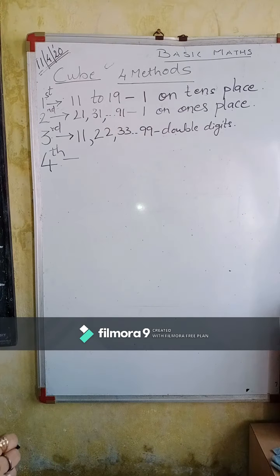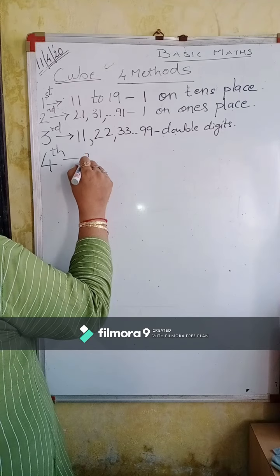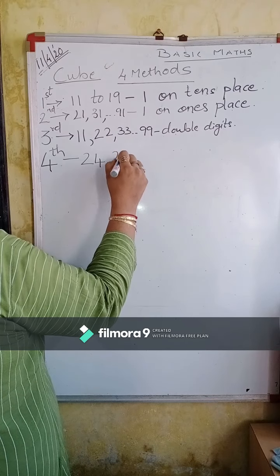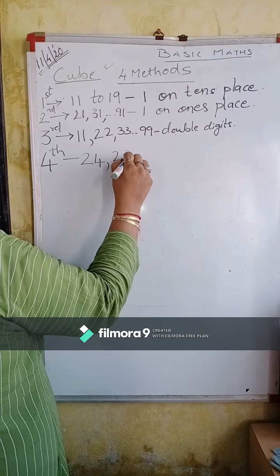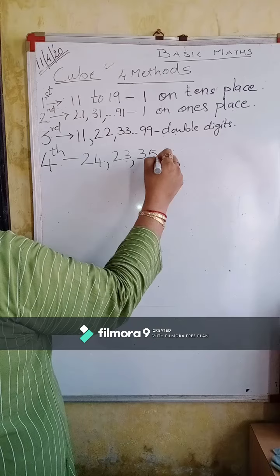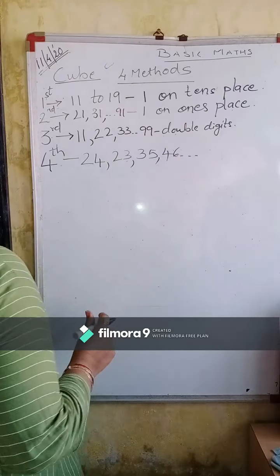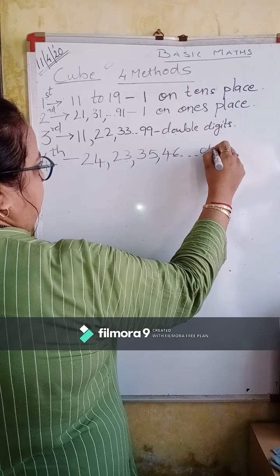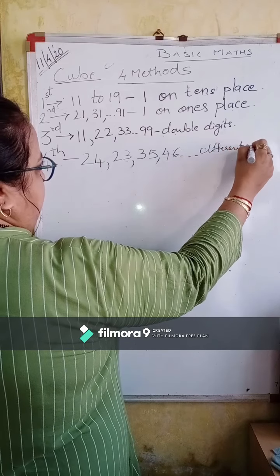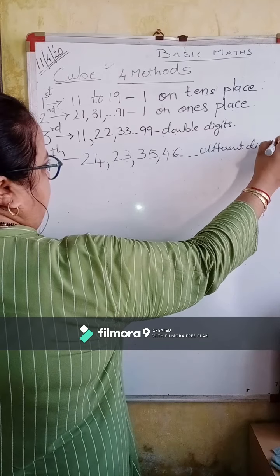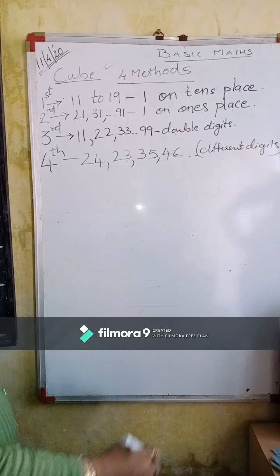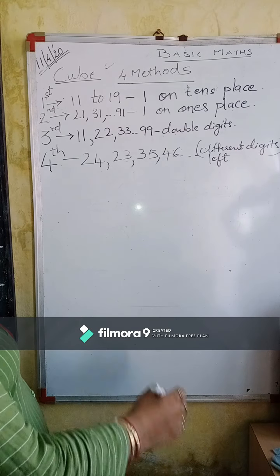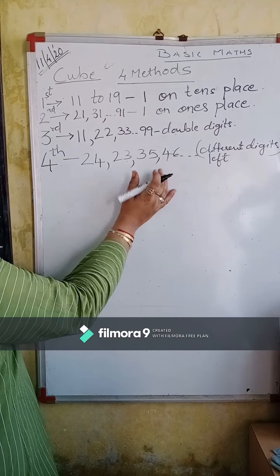Fourth method will go, that is different digits: 24, 22, 23, 35, 46. Different digits which are left till 99. All digits from 1 to 99 that are left will come here.